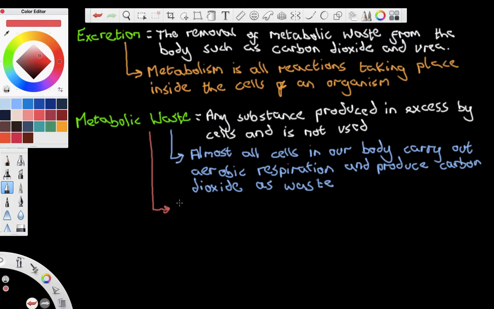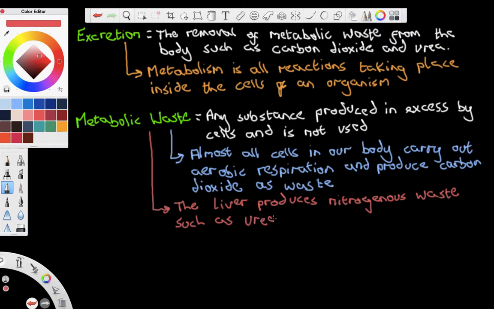So we can say that the liver produces nitrogenous waste such as urea through deamination.